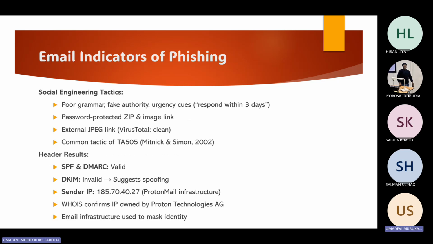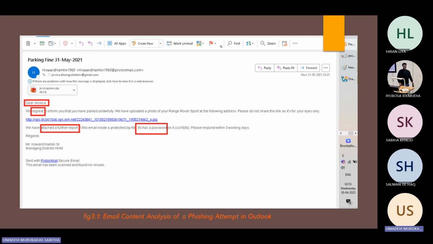First, I analyzed the email content to identify indicators of phishing. As you can see here, this is a phishing email opened in Microsoft Outlook. As highlighted, the email contains several phishing indicators such as unofficial salutation, poor grammar, and urgency topics. It also included a password protected zip file, that is jessicajones.docm, which is a known method used by attackers to bypass antivirus scanning.